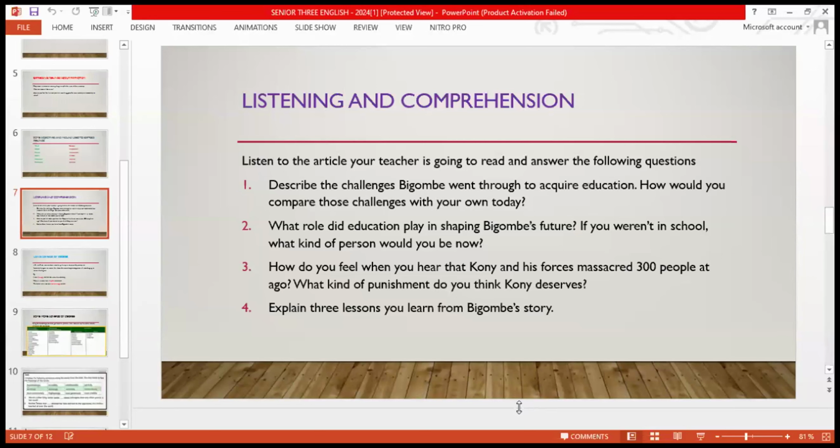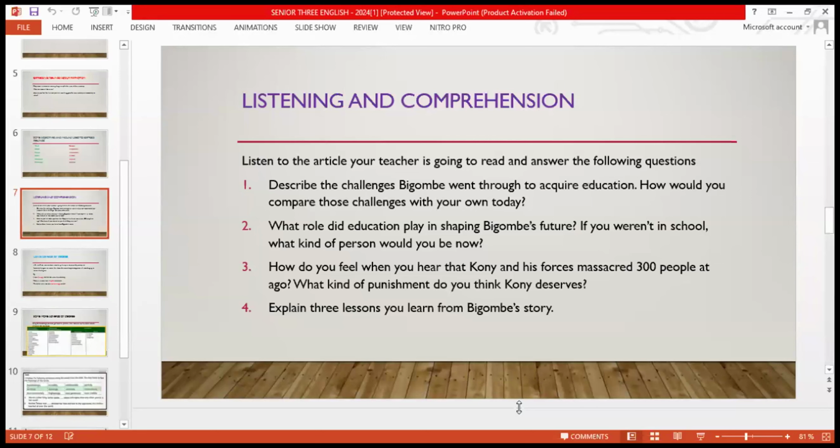And now let me go to the question of the role of education in shaping her future. So number one, due to having knowledge of education, she was able to get married. She was also able to coordinate with the UN to send some of those hostages to Kenya. She also had the knowledge of having peace talks with both Museveni and Kony. So without education, she wouldn't be able to form such peace talks, she wouldn't even be able to coordinate with the UN.